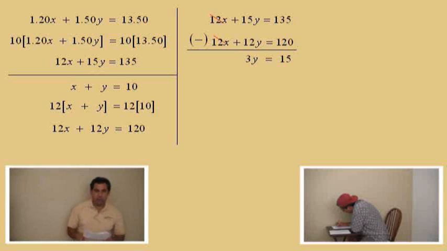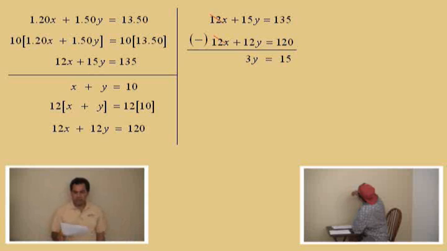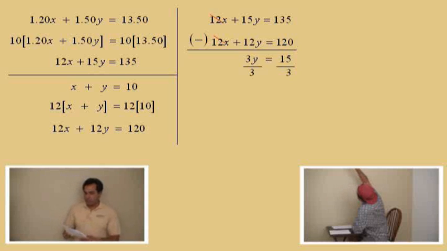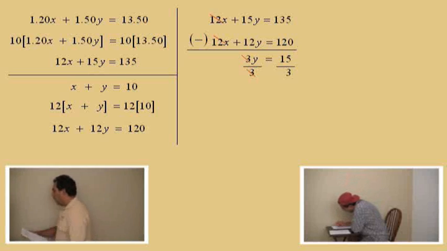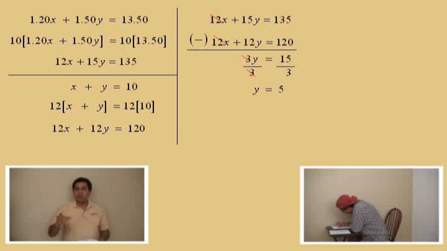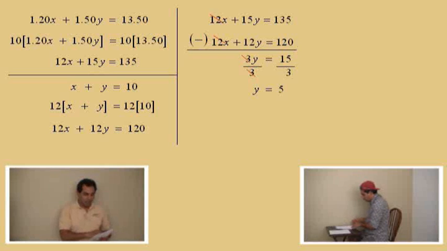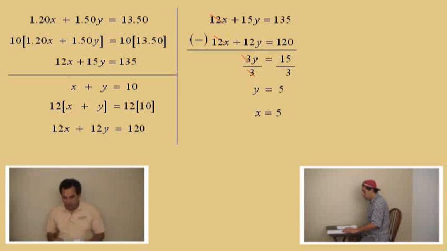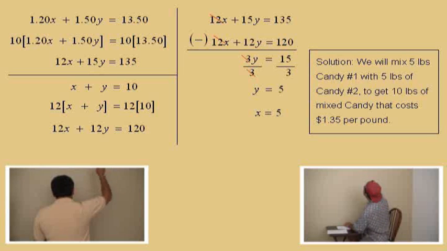Now we got to solve for y. So what do we do to both sides to solve for y, Charlie? Divide by 3. Divide both sides by 3. Very nice. The 3's cancel. And so what do we get, Charlie? Y equals 5. Y equals 5. And if that's true, remember, x plus y had to equal 10. Well, if y came out to be 5, Charlie, then x must also be what? 5. 5, because 5 plus 5 is 10. Okay? And so we'll summarize our solution here. Our final answer is that we will mix 5 pounds of candy 1 with 5 pounds of candy 2 to get 10 pounds of mixed candy that costs $1.35 per pound.